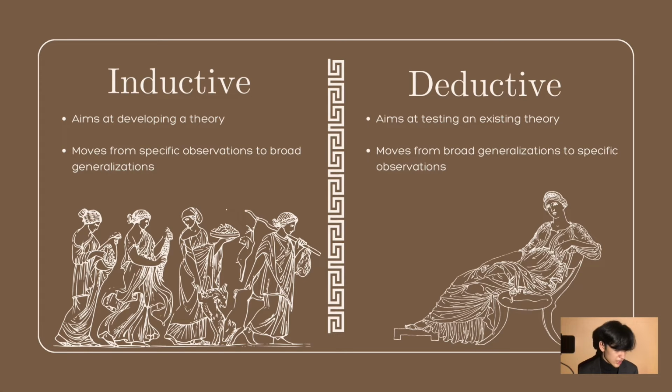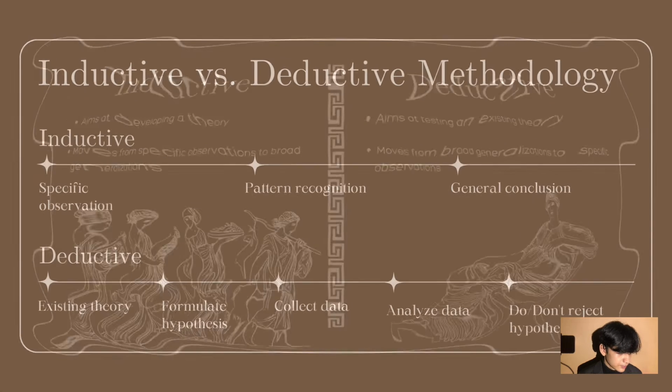Inductive methodology moves from specific observations to broad generalization, which means that once we observe the phenomena, we assume that it will always end up with the same result. On the other hand, deductive methodology moves from broad generalizations to specific observation. It is the opposite of inductive methodology. For a better understanding, let's take a look at the slide.